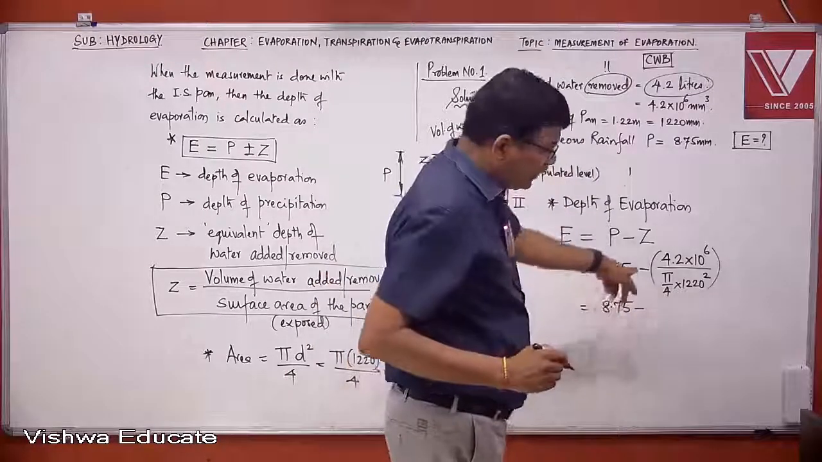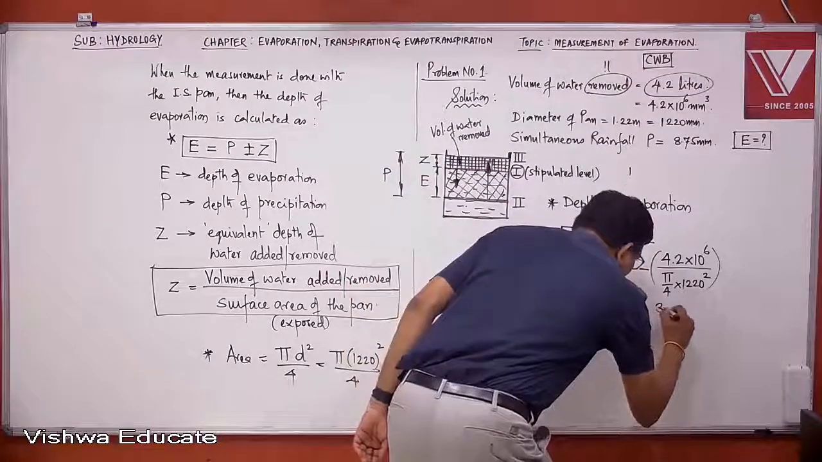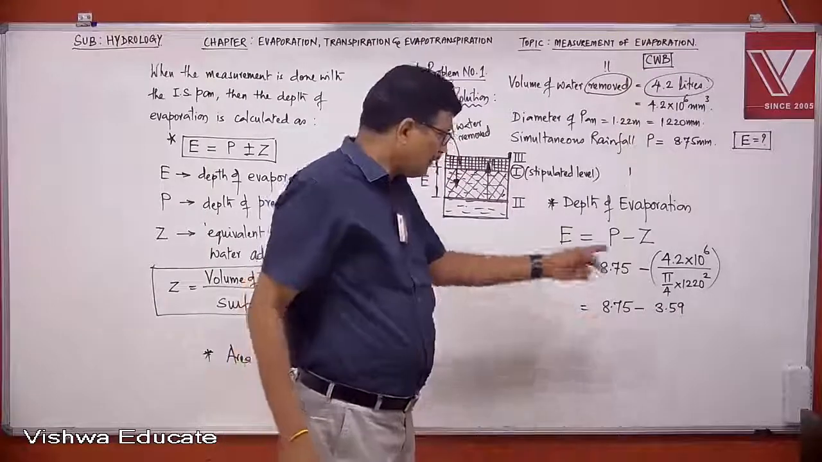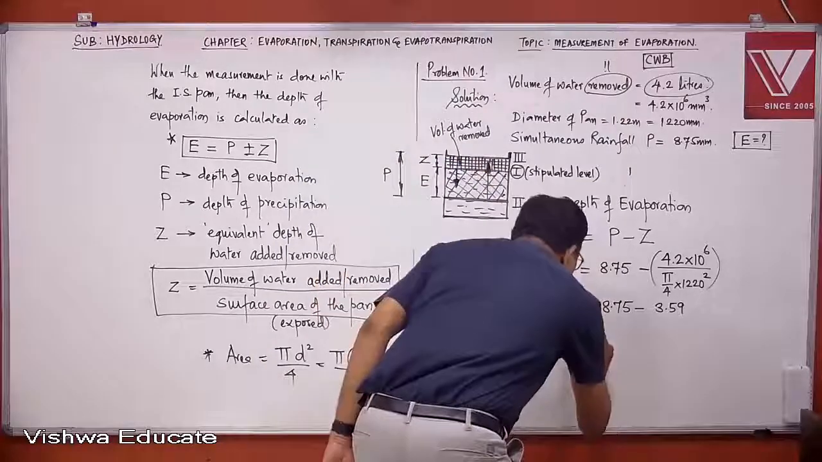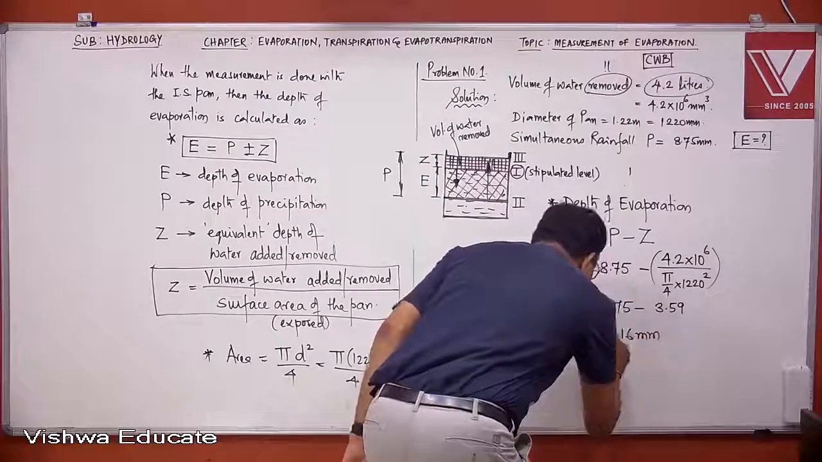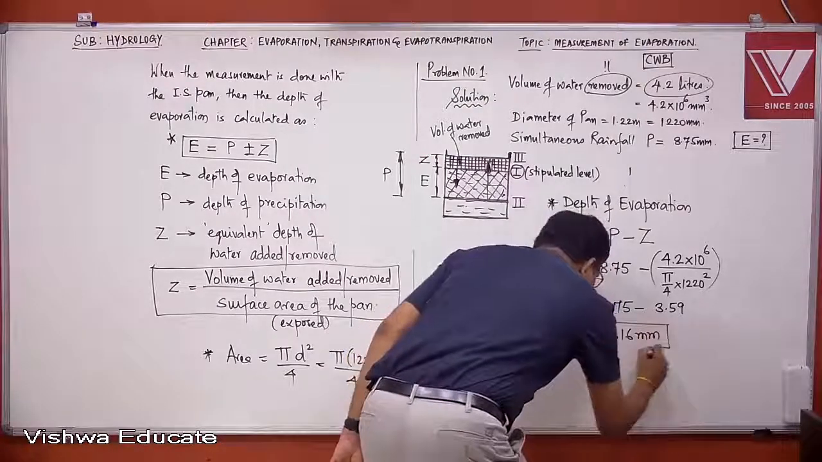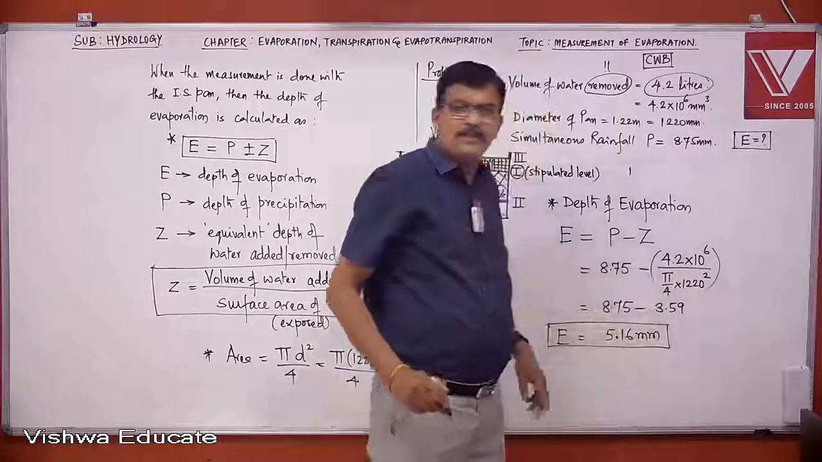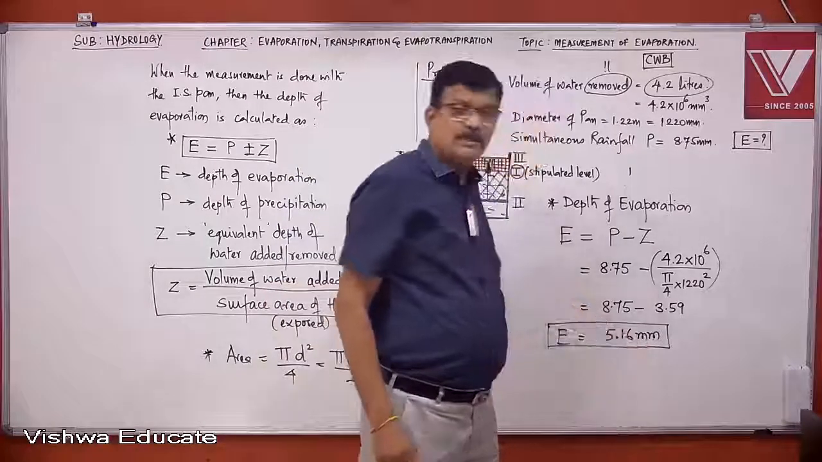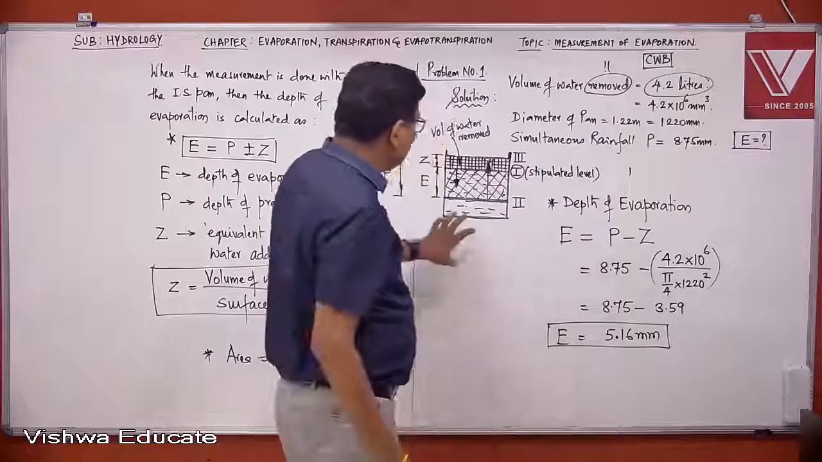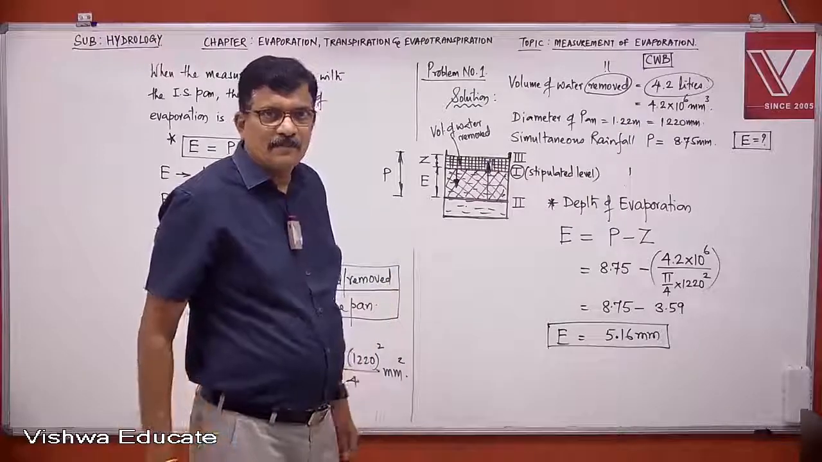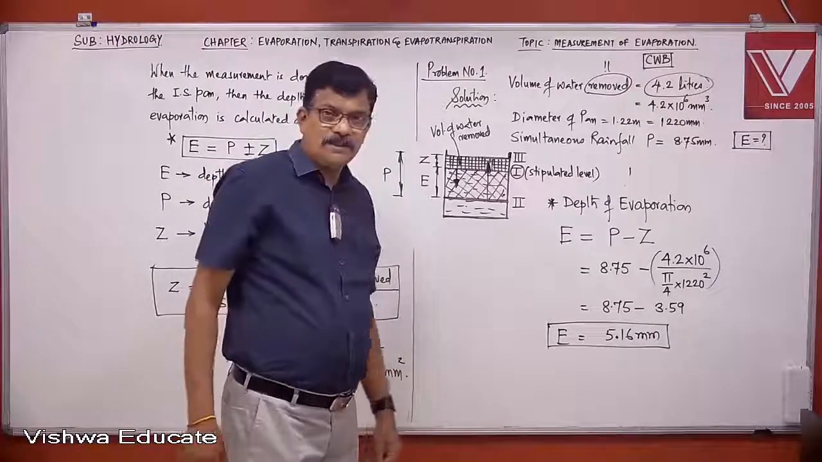8.75 minus Z. If you simplify this, you will get around 3.59, right? 3.59. You can check the calculations. So the difference would be 5.16 millimeters, because all the values which have been substituted are in millimeters. Hence, the answer would also be in millimeters. So this is how the pan actually works, how the measurements are done. I expect you to copy this as early as possible.